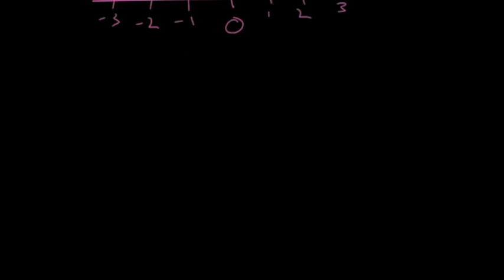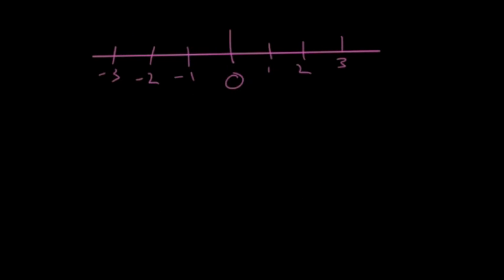So let's think about a couple of problems. For example, think about maybe 1 plus negative 2. So how do we do this? Well, first think about our addition. We go 1 and then negative 2. 1, 2. And we end up at negative 1.